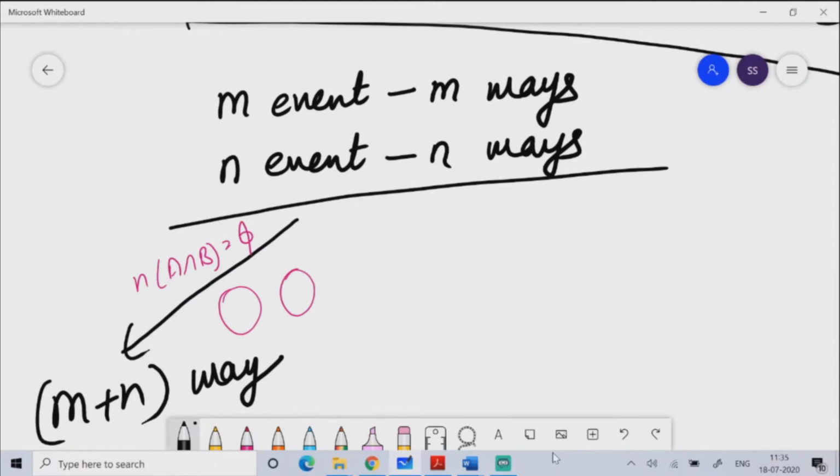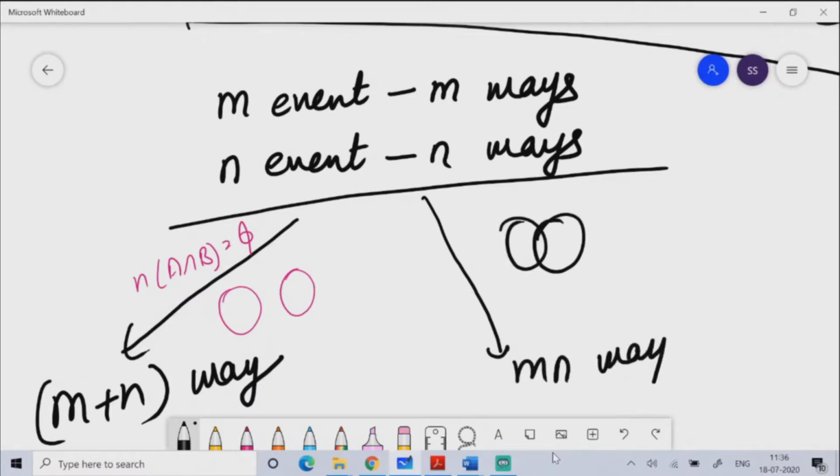So if I have 4 shirts and 5 t-shirts, in how many ways can I wear them? I can wear them in 9 ways, because I cannot wear a shirt and a t-shirt together. Now, further, if an event m can be done in m ways and event n can be done in n ways, and both can be done together, then in how many ways can both be done? They can be done together in m into n ways. Like if I have 4 shirts and 5 pants, in how many ways can I wear them? I can wear them in 20 ways.